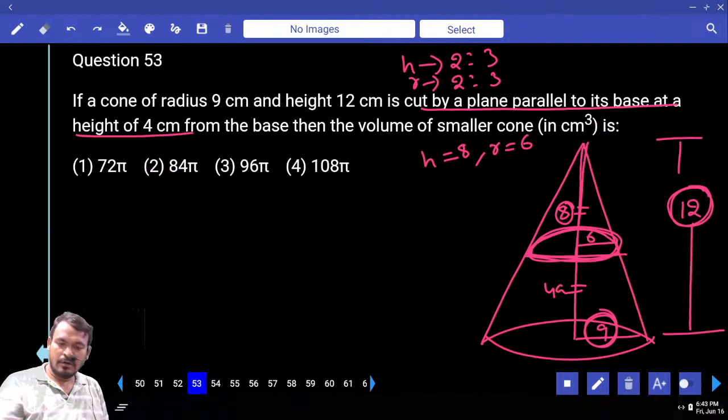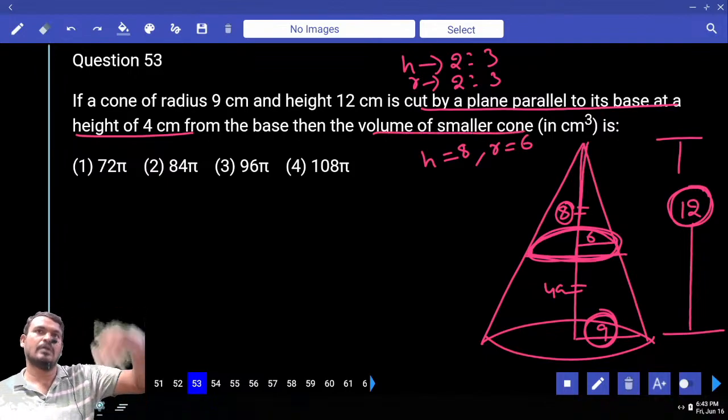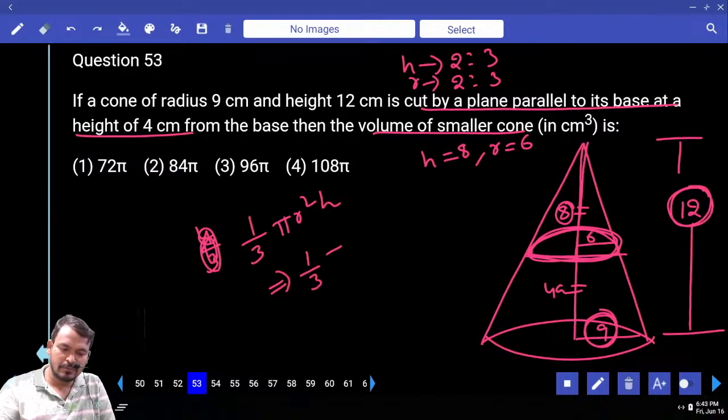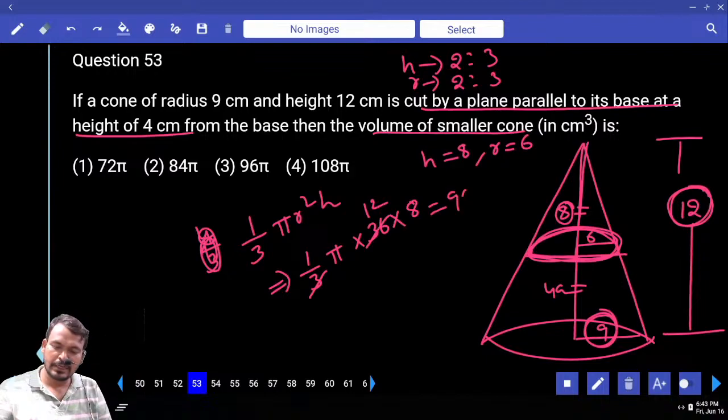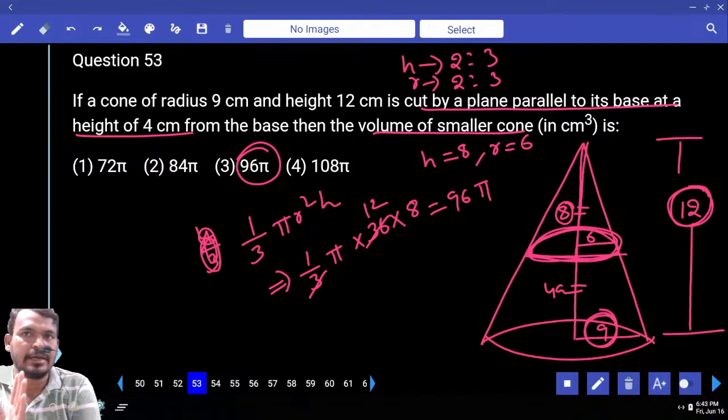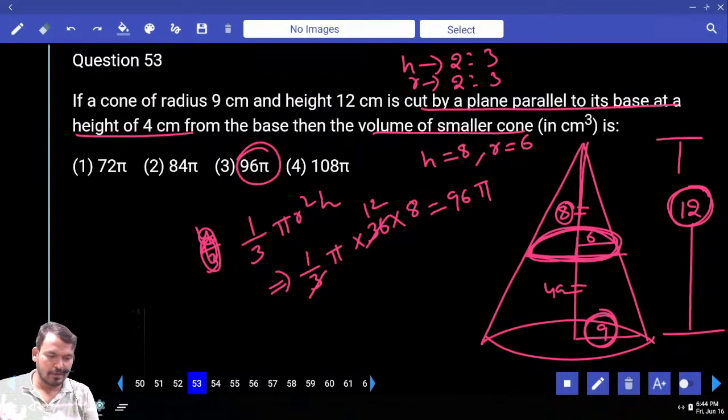What is the question here? Volume of the smaller one means required upper portion or bottom portion? Upper portion. What is the volume of the upper portion? Cone means 1/3 pi r square h. 1/3 pi, r square 36, into h 8. 3 into 12, 12 into 8, that is 96 pi. If heights are 2:3, radius is also 2:3. Next question, number 54.